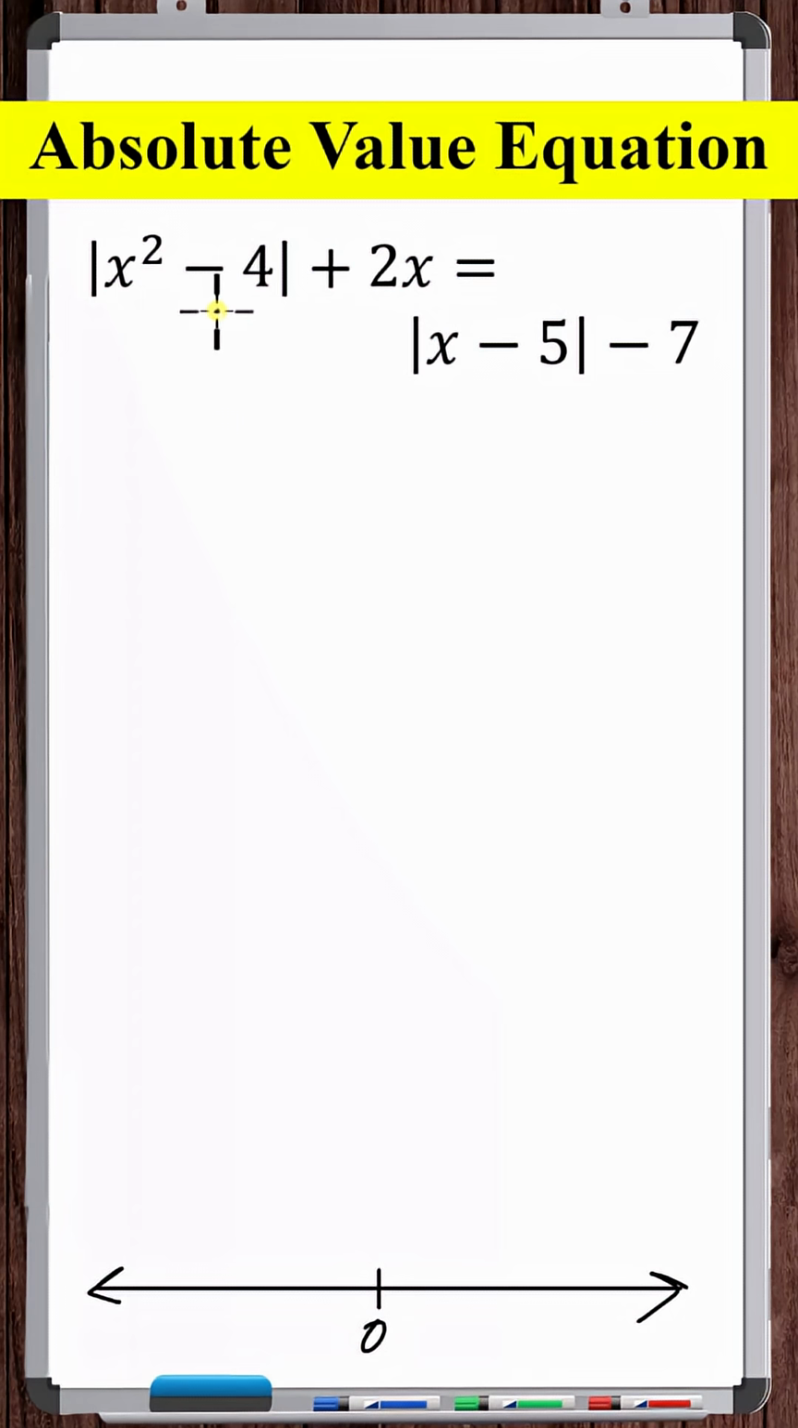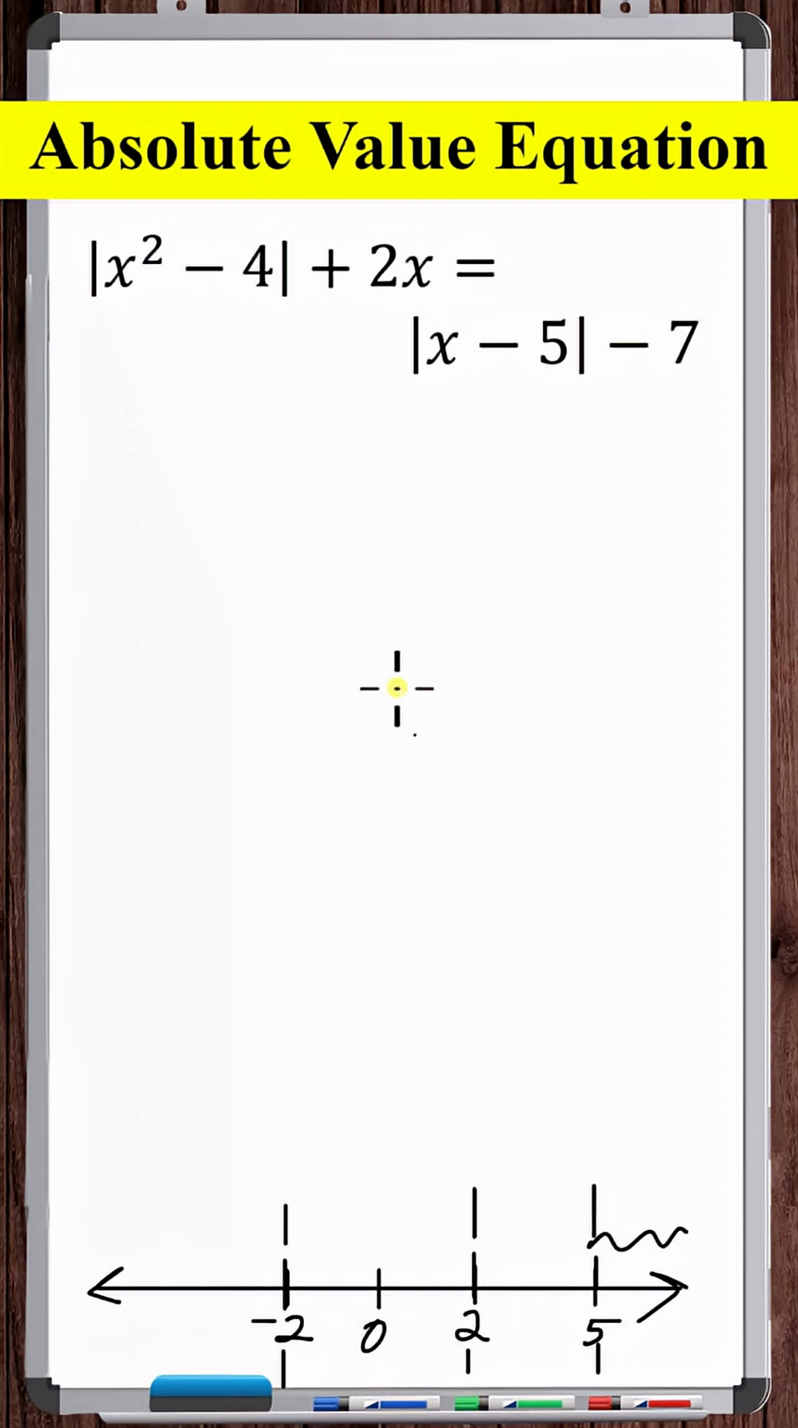So x squared minus 4 changes signs at plus and minus 2, and x minus 5 changes signs at x is equal to 5. So we've got 3 crossover points. Therefore, we need to analyze this equation in 4 regions.